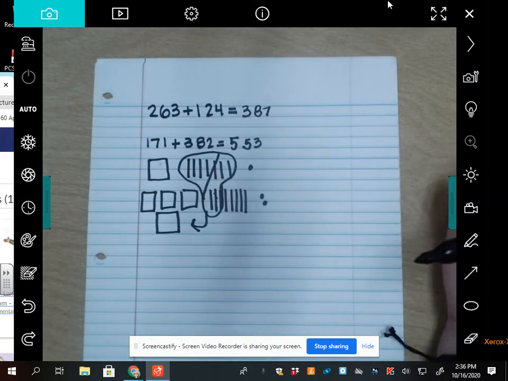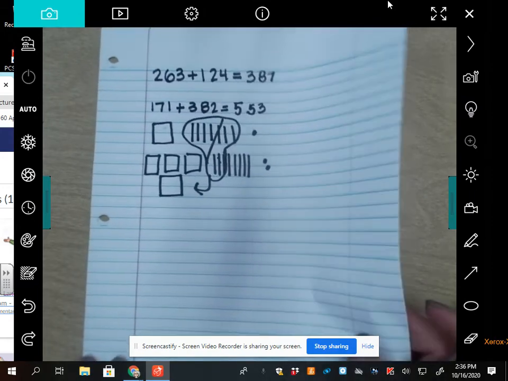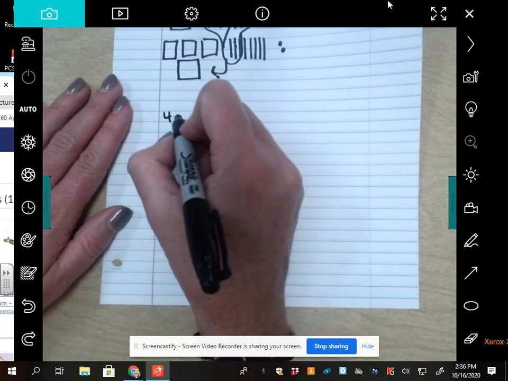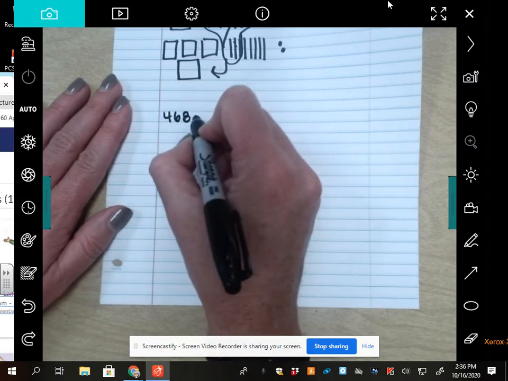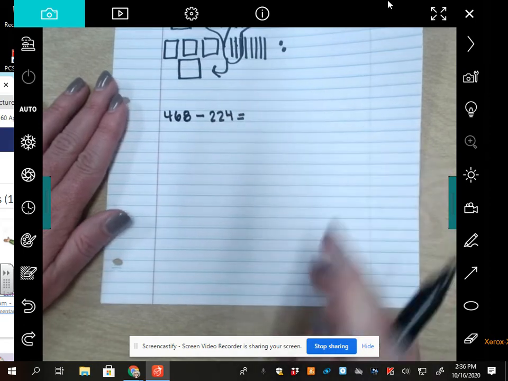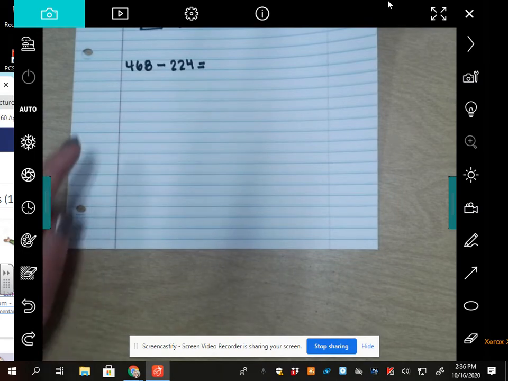Okay, so now that we've looked at addition, let's look at some subtraction, okay? So let's try this equation. Let's do 468 minus 224. All right, so for this first one, I'm going to use the blocks.